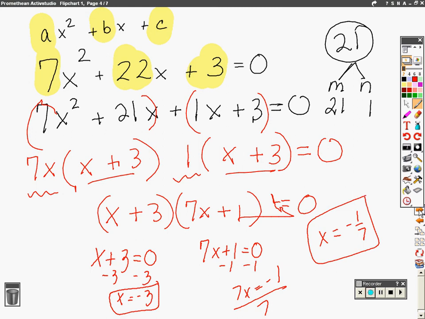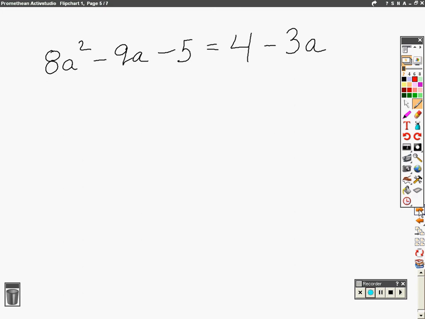Next problem. Very similar to this. You know, you have to notice in these problems that you have a quadratic. I see that I have an a squared, so we're going to have a quadratic equation. But here's the deal. I got all this stuff on the other side of the equation, so we're just going to use what we learned in the beginning of the year. We're going to bring everything over.